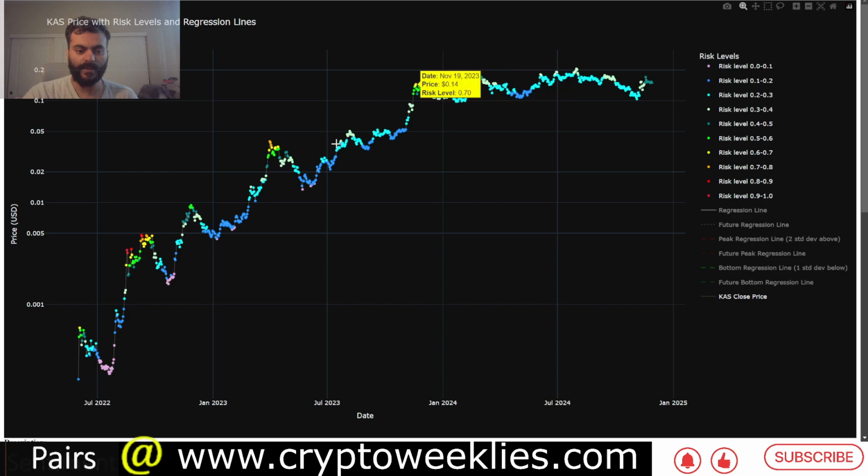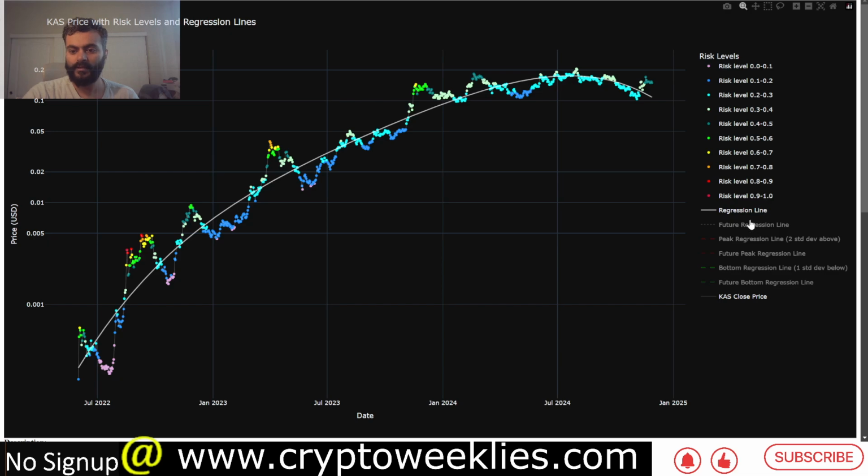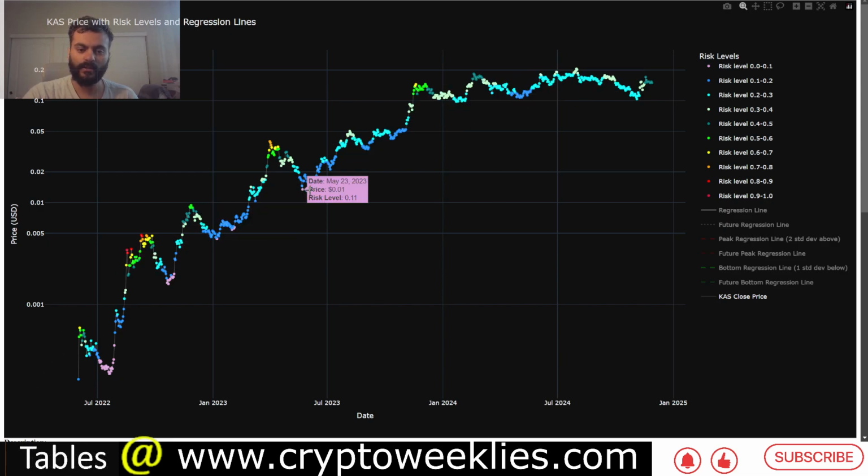That means 74% reward. The second model is quite similar to the regression model. You saw that at a weekly candle based level, this is applied at a daily level, and based on the proportional and time adjusted difference between the fair value regression line, the risk levels are calculated for Kaspa. Again, they do a good job of identifying the bottoms, not that great of a job of identifying the tops.